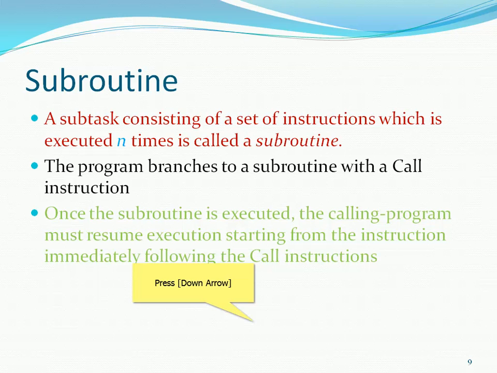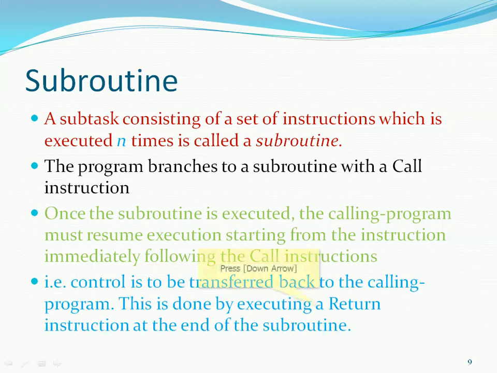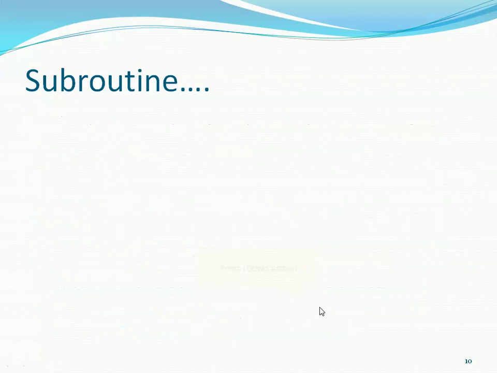After execution of the subroutine, it should go back to the calling program, where it has to continue executing the remaining instructions from where it stopped. So control is transferred back to the calling program. This is done by executing the return instruction at the end of the subroutine. So the body of the subroutine is a begin and a return.